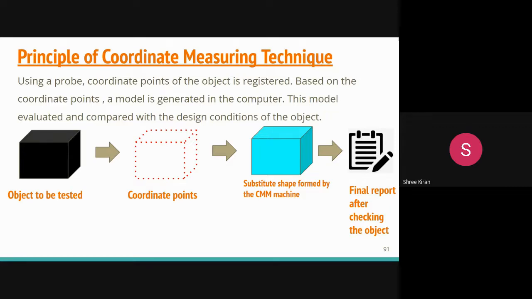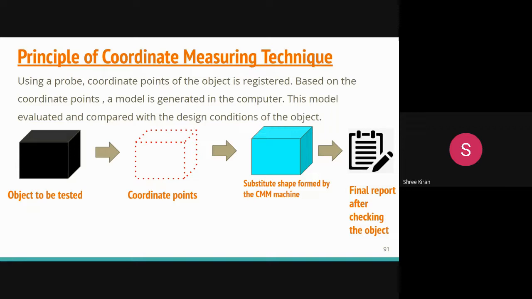Such a machine is mainly used. A coordinate measuring machine is a sophisticated measuring device used to determine the geometrical characteristics of an object operating in a three-dimensional space. Here we can see a cube which is already substituted. So what happens is we have a coordinate measuring machine.